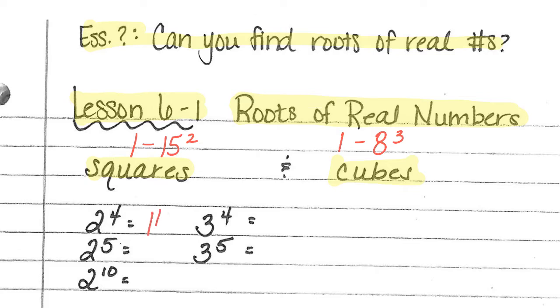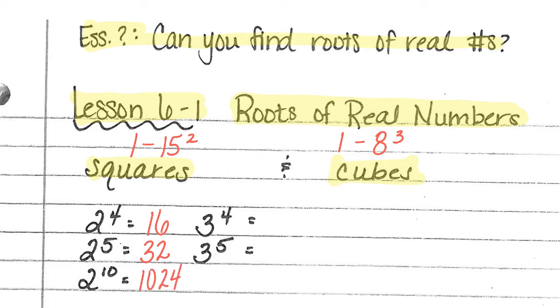2 to the 4th power is 16. 2 to the 5th power is 32. 2 to the 10th power, you don't really have to know it, but I do see it every once in a while, so I ask you to be familiar. It is 1024.